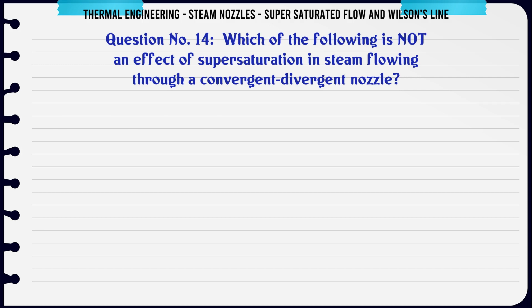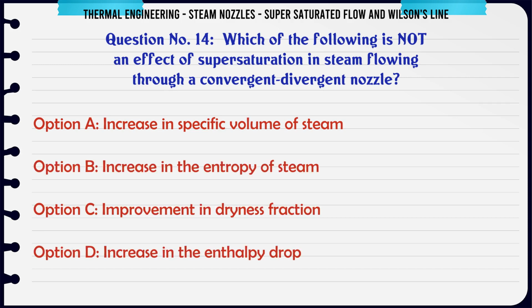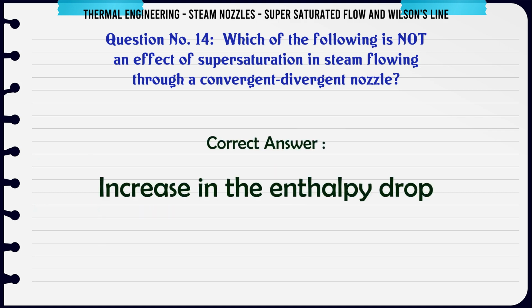Which of the following is not an effect of supersaturation in steam flowing through a convergent-divergent nozzle? A: Increase in specific volume of steam. B: Increase in the entropy of steam. C: Improvement in dryness fraction. D: Increase in the enthalpy drop. The correct answer is: increase in the enthalpy drop.